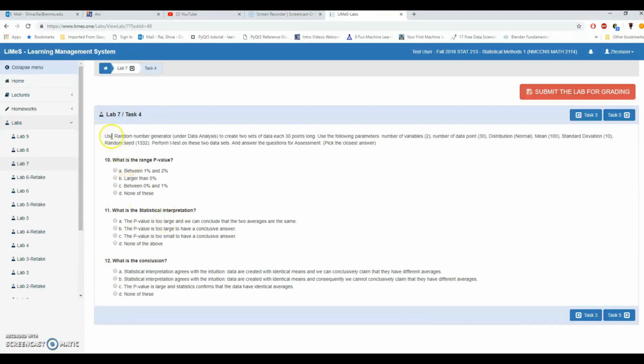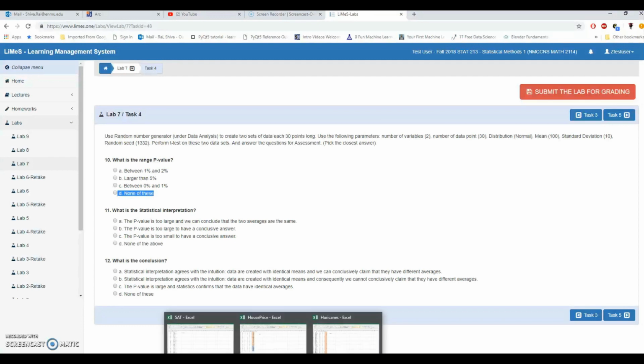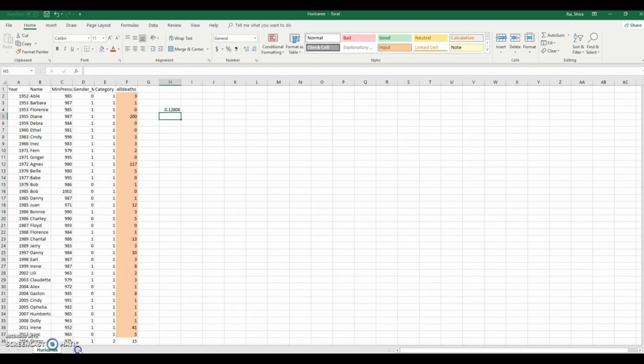Task number 4, use random number generator under data analysis to create two sets of data 30 points long. Use following parameters: number of variables 2, data points 30, normal distribution mean 100, standard deviation 10, and random seed 1332. Perform t-test on these two data sets. So let us go and come up with a new worksheet.